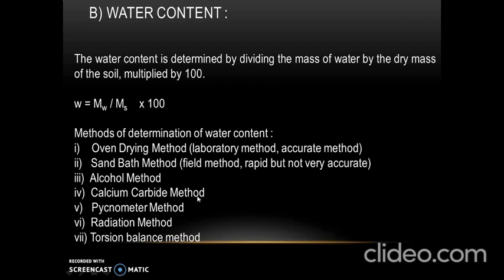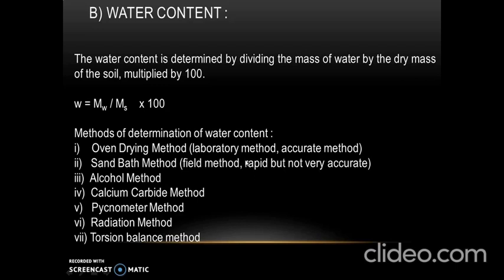There are various methods to find water content. First one is oven drying method, which is a laboratory method, and this is known to be an accurate method. That means it will give us the accurate value of water content of the soil sample. Second is sand bath method, which is called as field method. That means in field we are going to determine the water content. This is rapid, but it is not very accurate.